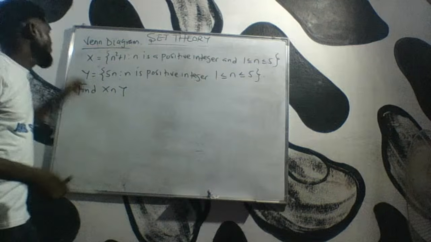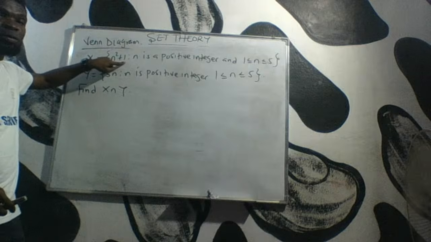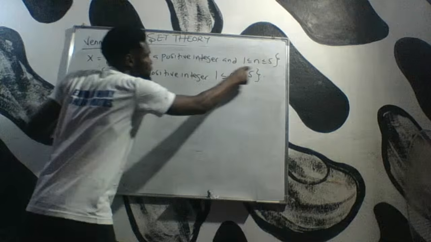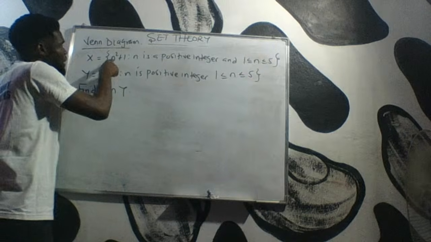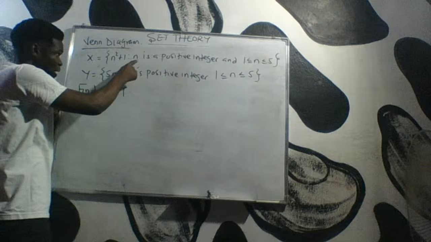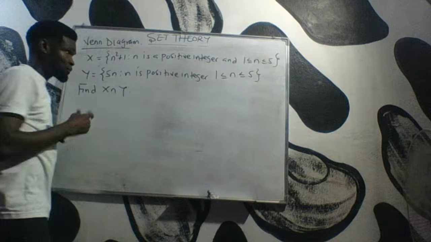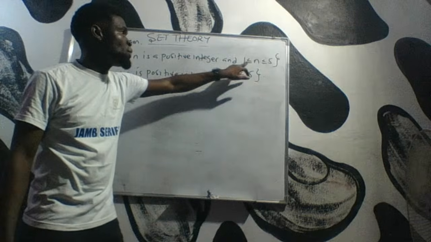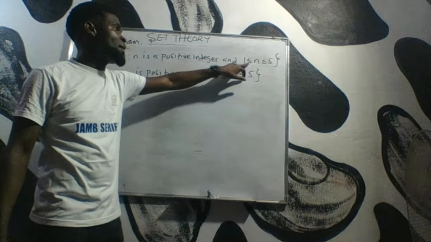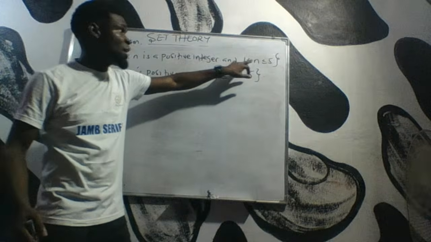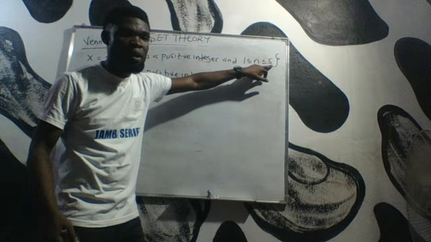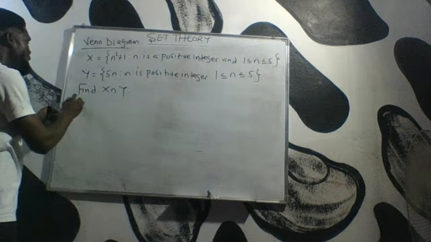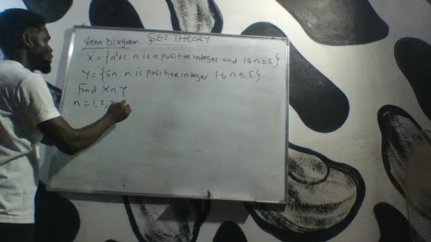It says x is a set of n squared plus 1 such that n is a positive integer. That means it's not negative. We're only interested in the positive numbers. And that n lies between 1 and 5. That means n is greater than or equal to 1 and n is less than or equal to 5. So n takes the values 1, 2, 3, 4, 5.